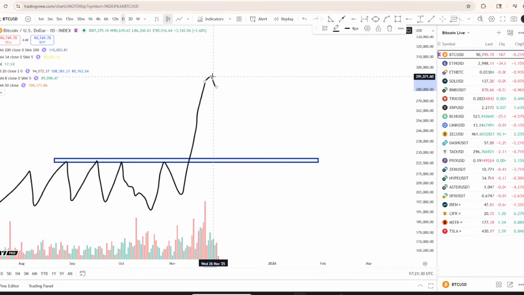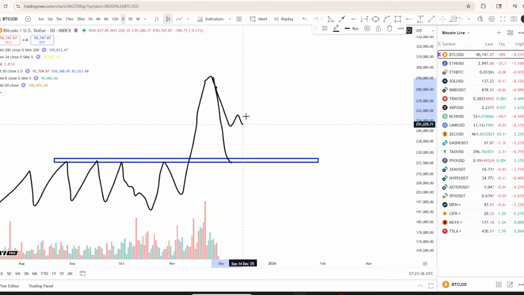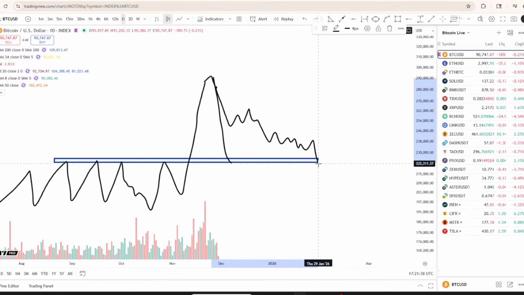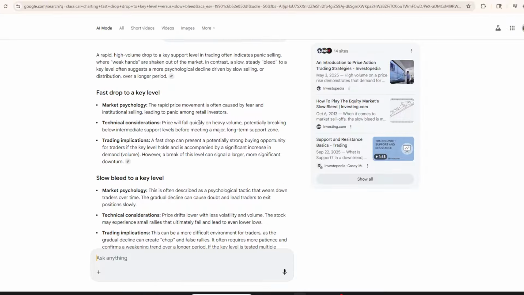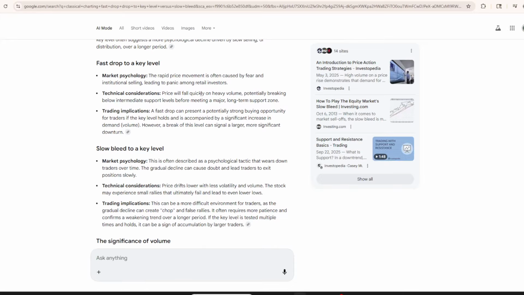Now, if the price drops quickly, you have a much better chance of the price level holding than if it slowly bleeds through and it starts to chop through the level. Why is that the case? Well, let me show you a quick AI overview. You can pause and, of course, read this on your own time, but it talks about the market psychology, and it talks about volume and trading implications.